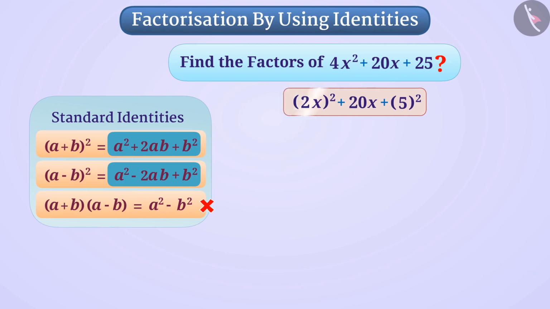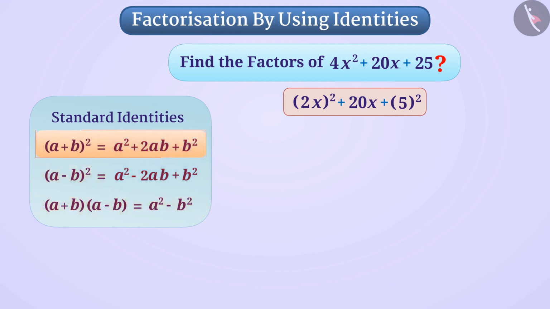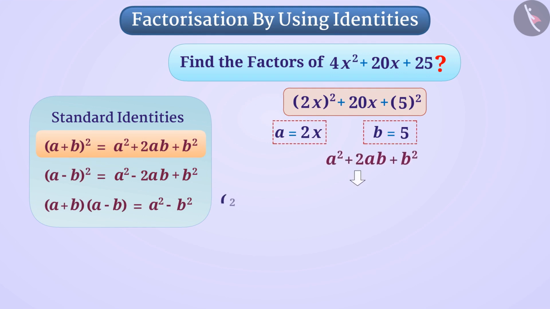Absolutely right. This expression corresponds to the right side of the identity (a plus b) whole square is equal to a square plus 2ab plus b square. Therefore, we can use this identity. If we assume a is equal to 2x and b is equal to 5, then a square plus 2ab plus b square is equal to (2x) square plus 2 multiplied by 2x multiplied by 5 plus 5 square, that is 4x square plus 20x plus 25, which is similar to the given expression.